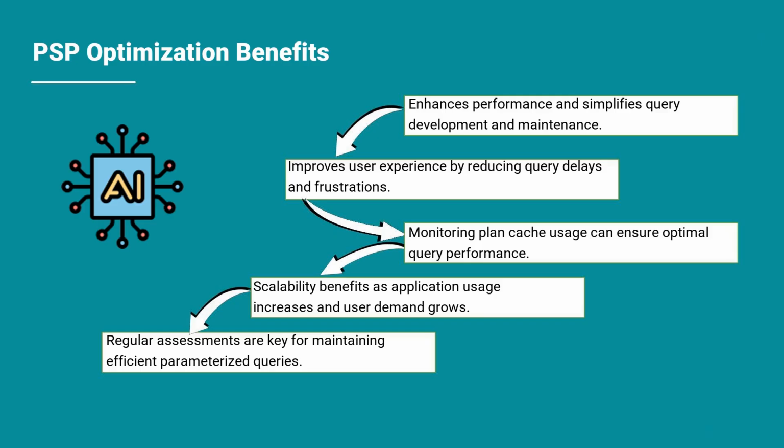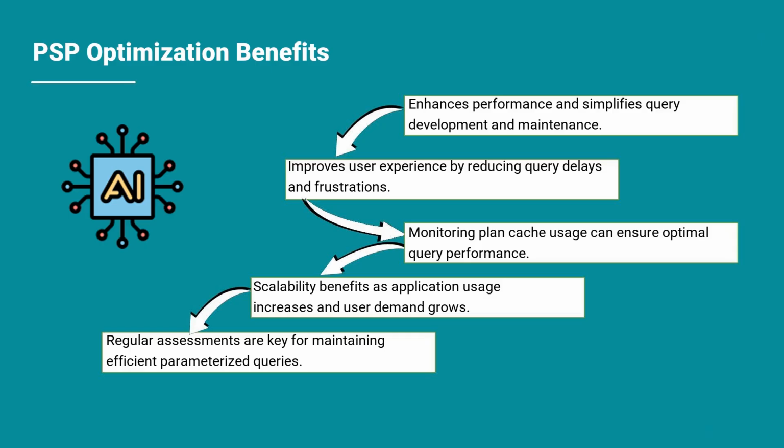To wrap up this informative discussion, let's reflect on the remarkable capabilities that parameter-sensitive plan optimization, or PSP optimization, brings to the table. Not only does it enhance performance, but it also simplifies the development and maintenance of parameterized queries. Yeah, that's quite a win. Now, as your application scales and more users begin querying your database at the same time, the optimization offered by caching multiple plans can truly mean the difference between smooth user experiences and those frustrating delays we all dread.